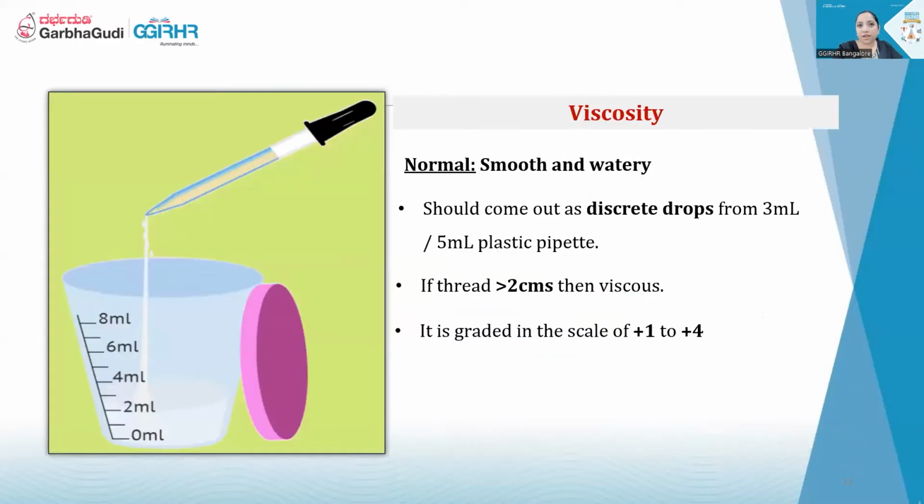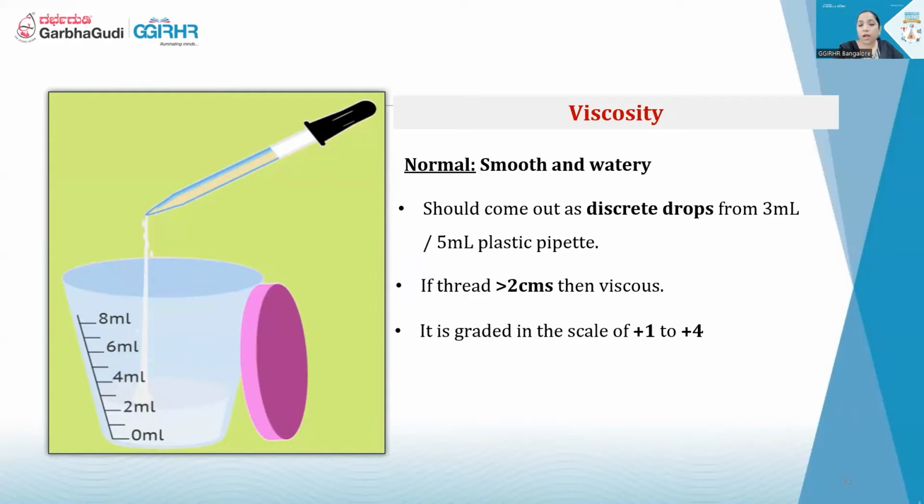Then coming to the next factor present in the semen analysis report, which is viscosity. A normal sample would be smooth and watery, and it should come out as discrete drops from the pipette that you are using. The threads that are formed should not be more than 2 centimeters. If it is more than 2 centimeters, and you're seeing a long thread like indicated in the picture, then you can term it as a viscous sample.